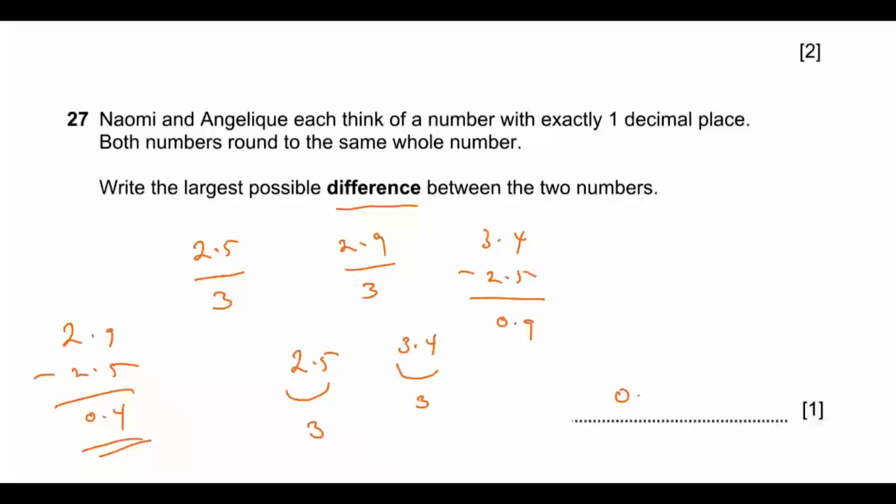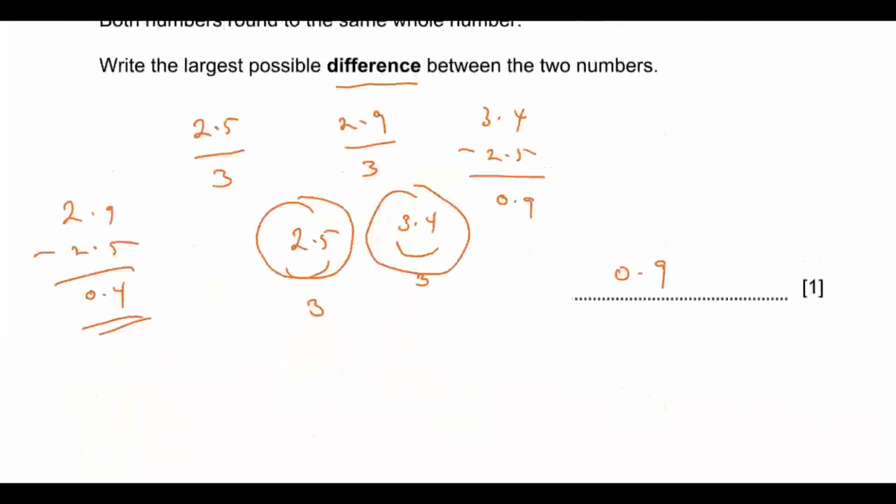So you have 0.9. Always follow this pattern: one we round up, and the other we round off. If you are rounding up both numbers, the difference will always be 0.4. But if you round up one and round off the other, then the difference will always be 0.9. That is just the trick there. So let's go to the next question.